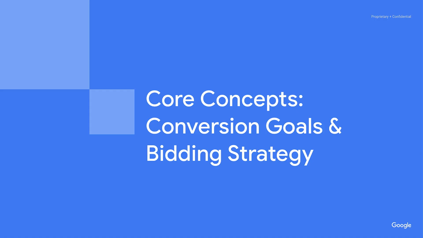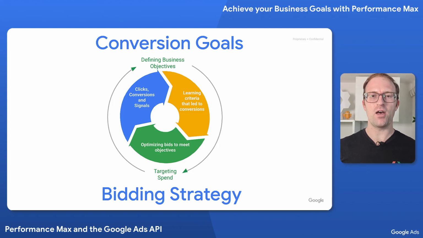I'm going to show you how you can implement an integration similar to that of a third-party business that I just described. We'll talk about the lead generation and product sales objectives and how you can recreate this in Google Ads API. So let's dig deeper into how to implement these core concepts. There are two key concepts that are the building blocks of goal-oriented advertising: conversion goals and bidding strategy.